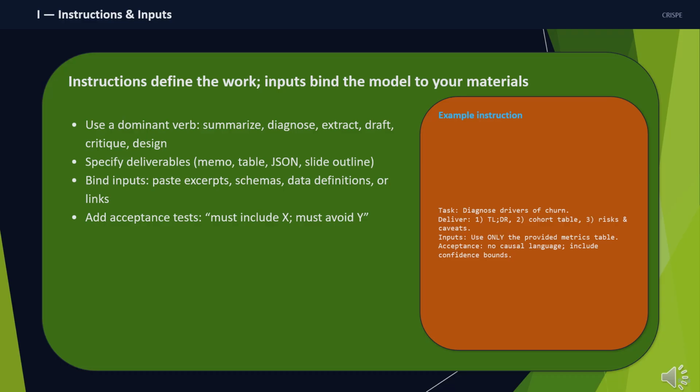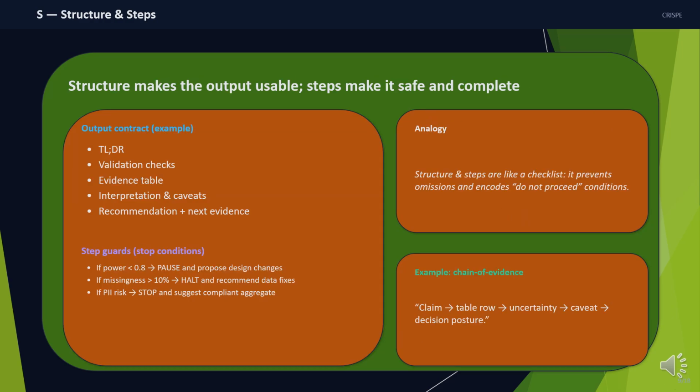A practical example is a churn analysis prompt. The inputs can include a cohort retention table, and the instructions can require the model to derive insights only from those numbers. An additional acceptance test, such as avoid causal claims unless the data directly supports them, helps prevent confident but unsupported explanations. Structure is what turns a response into a deliverable. Instead of accepting unstructured prose, structure defines an output contract such as required sections, a table layout, or a JSON schema, so the result is packaged in a way that can be used immediately and reviewed consistently.